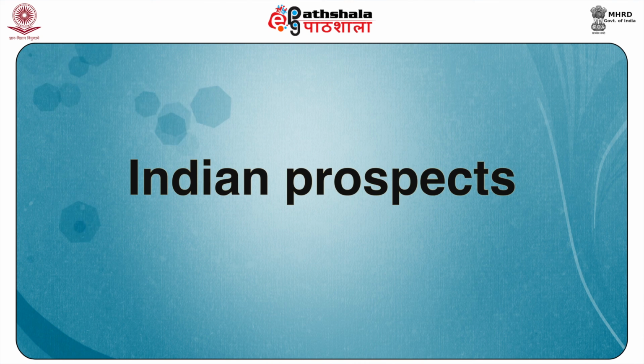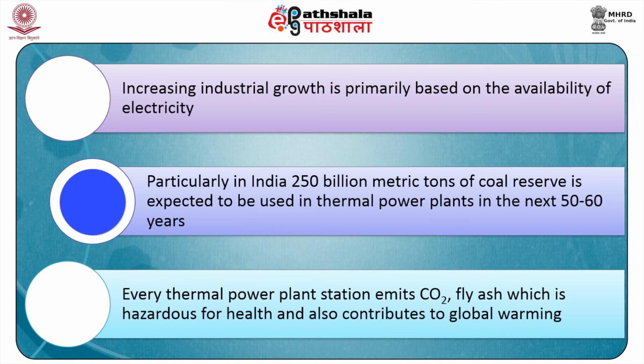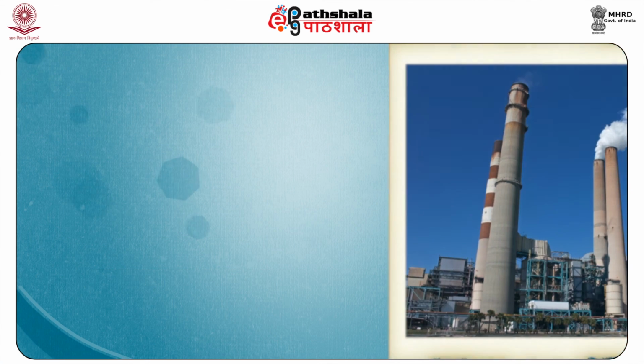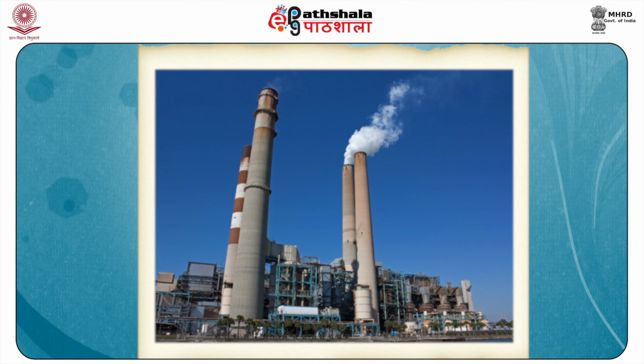Indian prospects. Increasing industrial growth is primarily based on the availability of electricity. Particularly in India, 250 billion metric tons of coal reserve is expected to be used in thermal power plants in the next 50 to 60 years. Every thermal plant station emits carbon dioxide and fly ash, which is hazardous for health and also contributes to global warming. Therefore, India is in search of an alternate resource of electricity. A number of new improved designs are ready to be practically used.